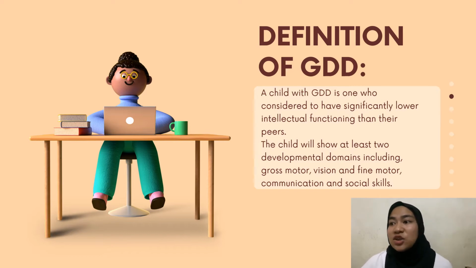Lastly is social skills and emotional. Social skills and emotional is the ability to interact appropriately with others and show appropriate emotional responses to others. So, that is my part.